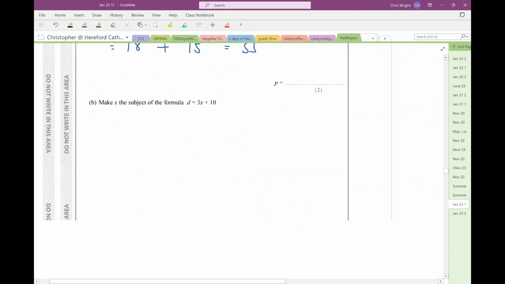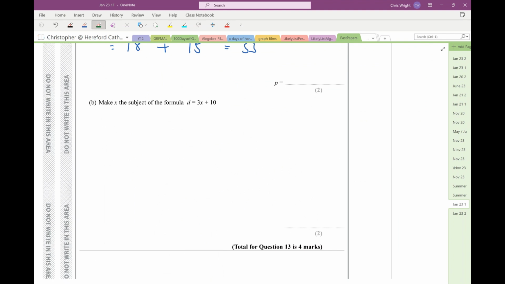Okay, part B, make x the subject of the formula. So I have to rearrange this so I've got x equals everything else. Now the first thing I'm going to do is flip it around. So instead of d equals 3x plus 10, I'm going to write 3x plus 10 equals d.